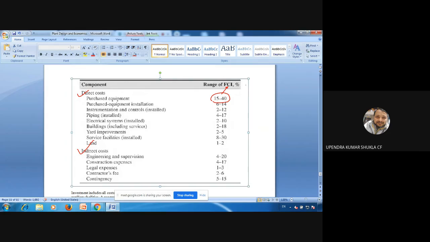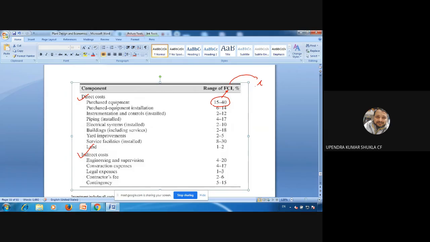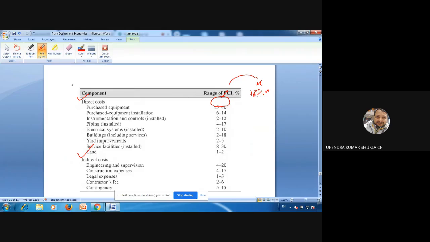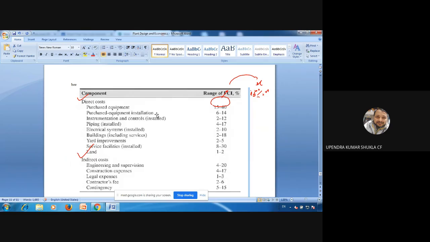Suppose fixed capital investment is X, then purchased equipment cost will be 15% of X. Similarly, purchased equipment installation cost, for installing the purchased equipment, will be 6 to 14% of the fixed capital investment. Instrumentation and controls installed is 2 to 12%.